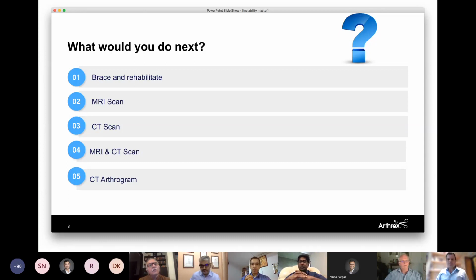Yeah, interesting. Vish, do we have the results of that first poll yet? Yeah, thank you, Mark. So interesting to see 71% are saying that they would brace and rehabilitate, 14% MRI scan, and 7% are saying CT scan, and then another 7% are saying MRI and CT scan, and 0 are saying CT arthrogram. Now, I just want to let the audience know that this poll is completely anonymous, so please feel free to put your submissions forward. You're not being judged, etc. And it's a great way just to understand what the audience is thinking. Thanks, Mark.